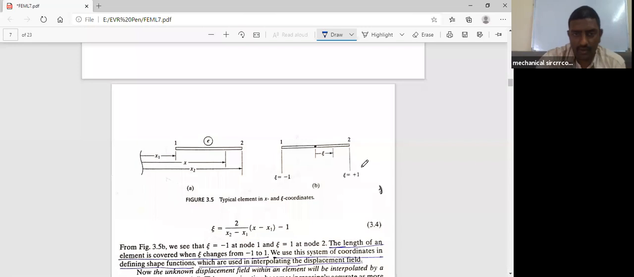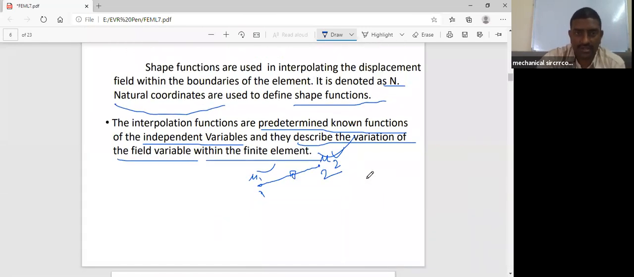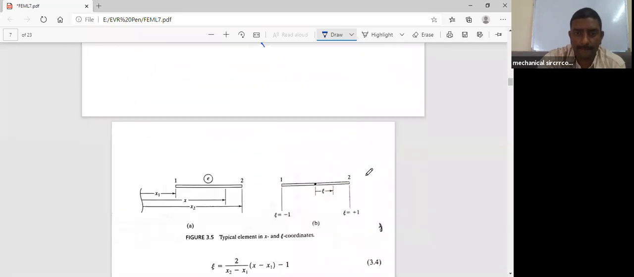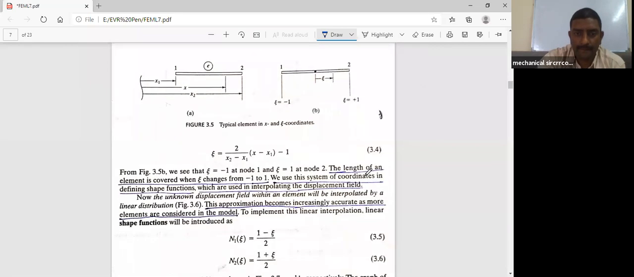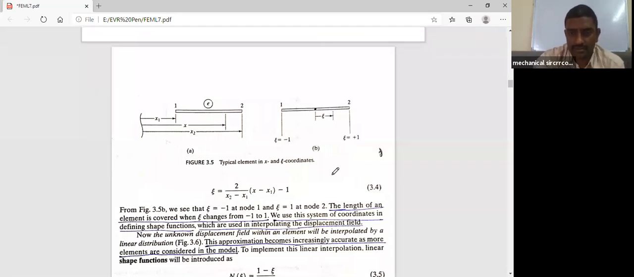So now let us discuss how to derive the shape functions. In this class, I will discuss shape function derivations in two ways: shape functions in the Cartesian coordinate system and shape functions in the natural coordinate system. First of all, I will discuss shape functions in Cartesian coordinates.